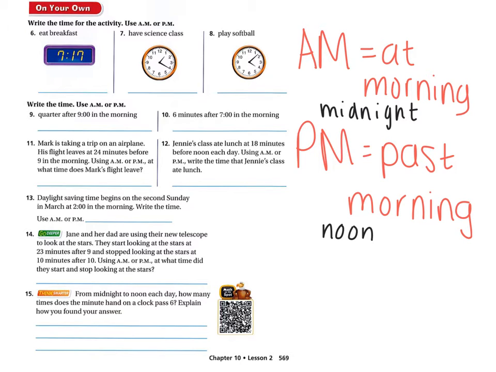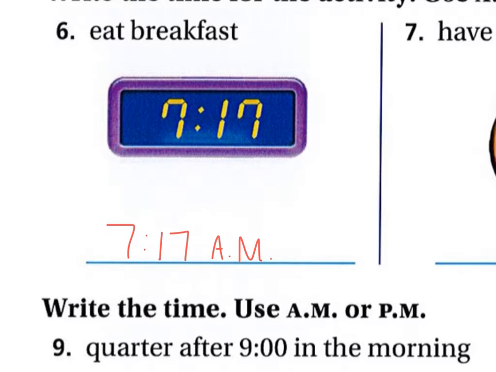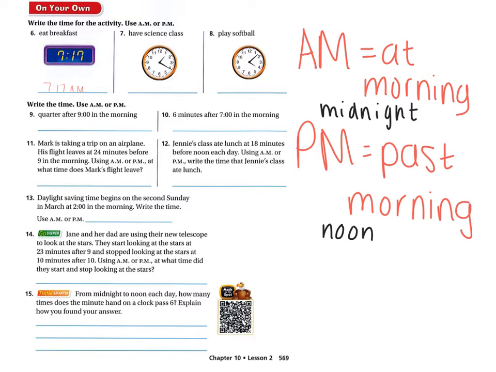All right, so let's get started with number 6. The answer to number 6 is 7:17 a.m. The important thing that you had for number 6 was AM. When we see a digital clock like this, our answer should be pretty obvious because the numbers are right there. It's 7:17. AM, remember, that is at morning. At morning, we would eat breakfast, so this would be 7:17 a.m.